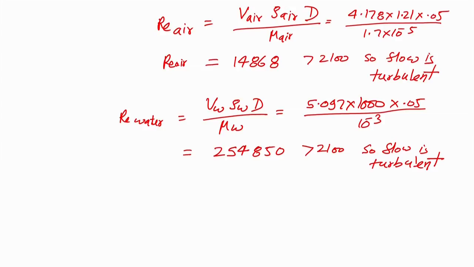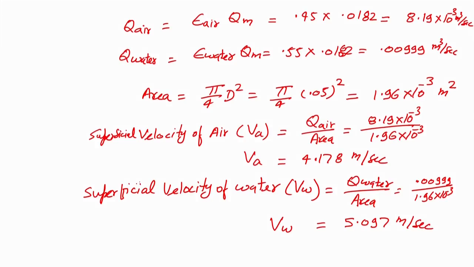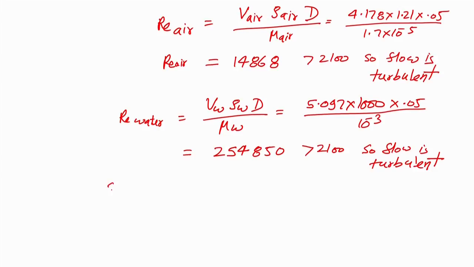Now, what we need to do? We need to calculate the delta P for the single phase flow liquid, delta P for the single phase flow gas. Now, because the flow is horizontal, the gravity term will be 0. If the flow is steady state and velocity is fully developed, it means dV by dx is equal to 0, fully developed flow.